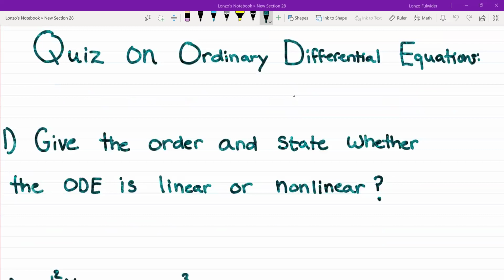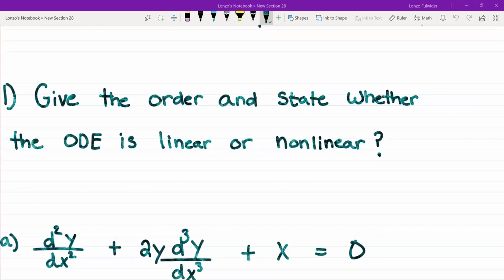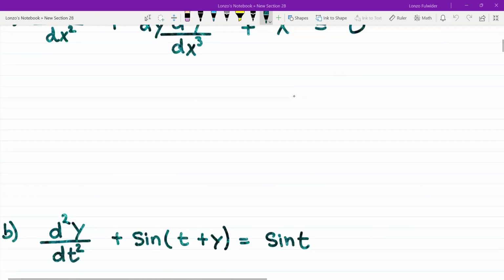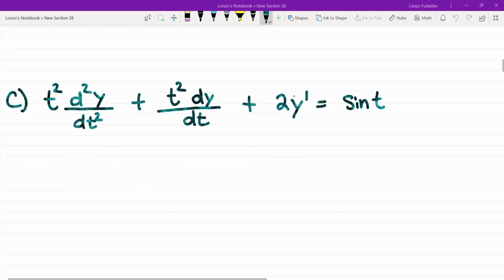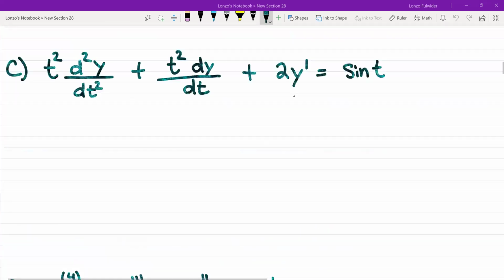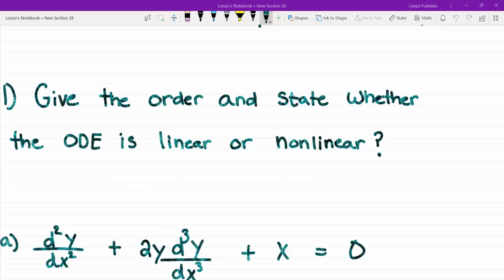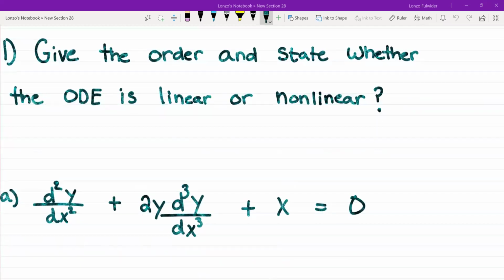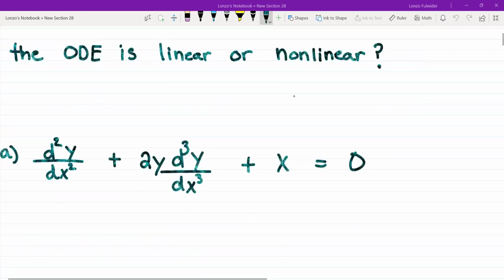So number 1, parts A through D. The directions say, give the order and state whether the ordinary differential equation is linear or nonlinear. So we have to state the order and determine if it's linear or nonlinear.